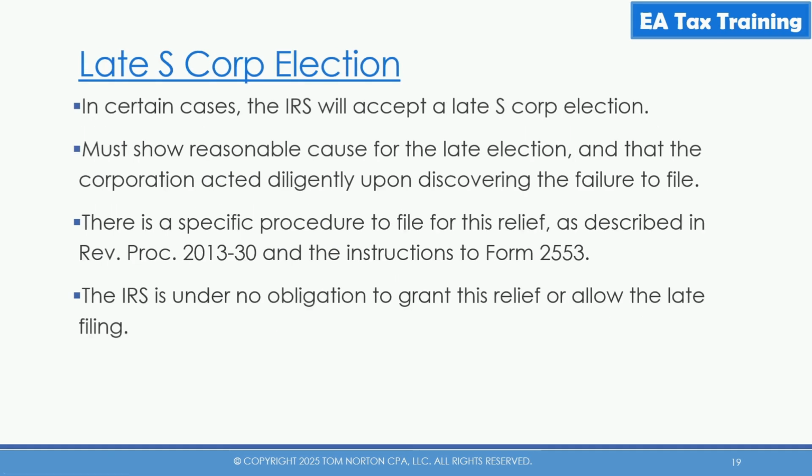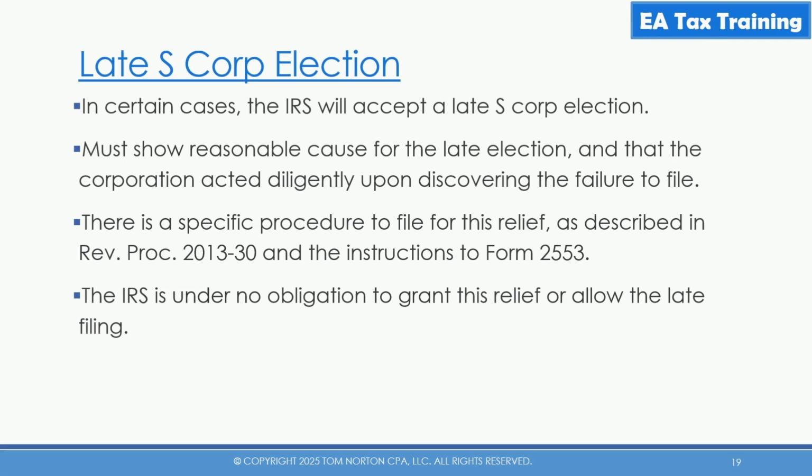In certain cases, the IRS will accept a late S Corp election. However, you must show reasonable cause for the late election and that the corporation acted diligently upon discovering the failure to file. So sometimes you might have a situation, for example, where the attorneys are helping to set everything up and they fill out the 2553, and the attorney thinks the client's going to file it, and the client thinks the attorney's going to file it, and so it doesn't get filed on time, or some situation like that.